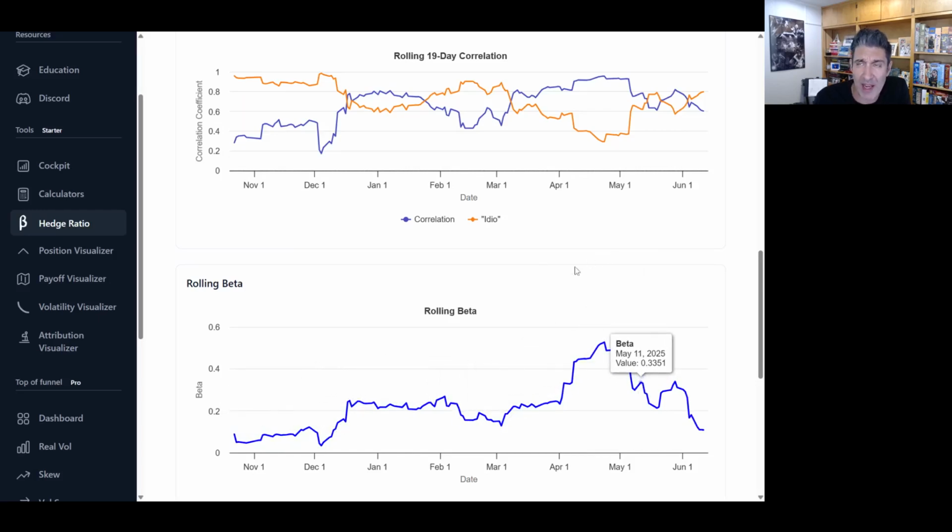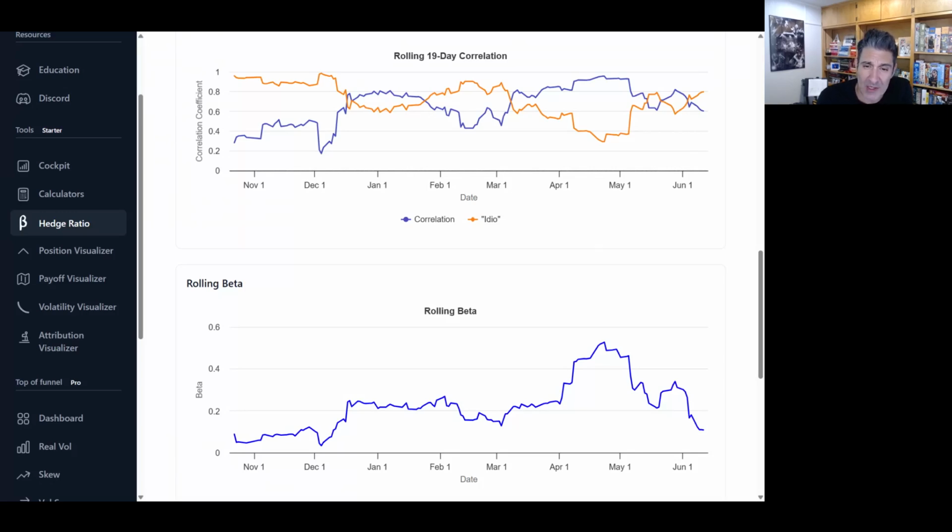Your beta answers the question: if my reference asset, in this case Tesla, is up 1%, how much do I expect the QQQ to be up? If the beta is 0.1, then you expect the QQQ to be up only 10 basis points, right? Normally, we're used to looking at this where the reference asset is the SPX, and you're looking at Microsoft, and maybe Microsoft's beta is 1.1. So if the SPX is up 1%, you'd expect Microsoft to be up 1.1%. The risk remaining is the idea of how big the error bar is around that.